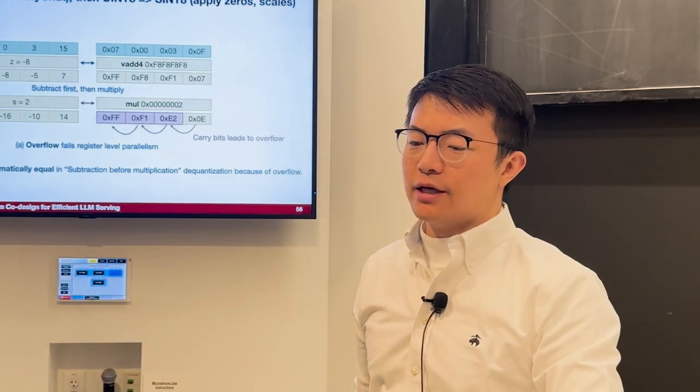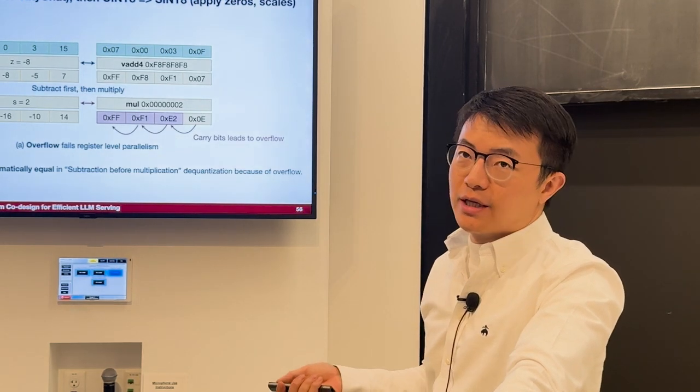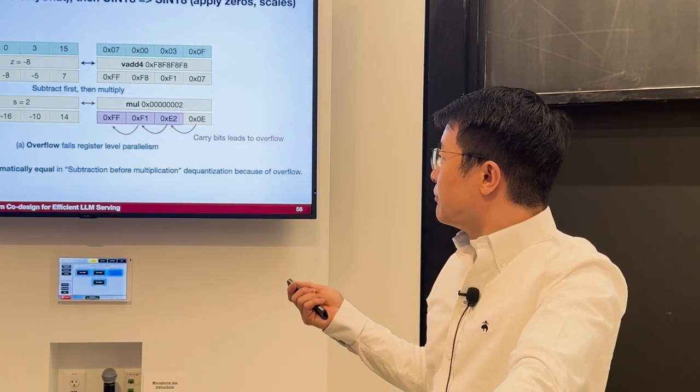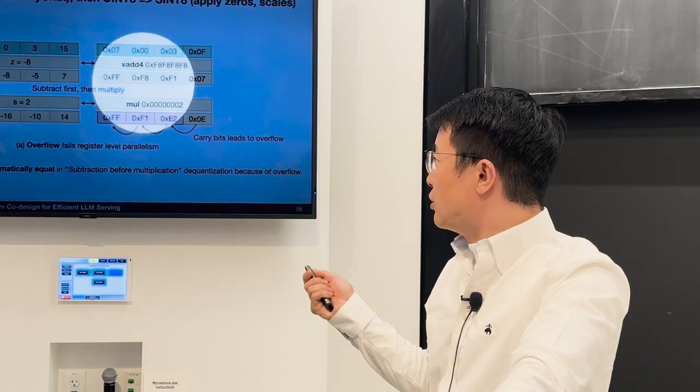Another technique to dequantize from 4-bit unsigned integer, unsigned int 4, to signed int 8, is the sequence between the subtraction and the multiply. Remember, we have a bias, a zero point. We have to subtract it and then multiply by the scaling factor. Unfortunately, done this way, it will lead to overflow.